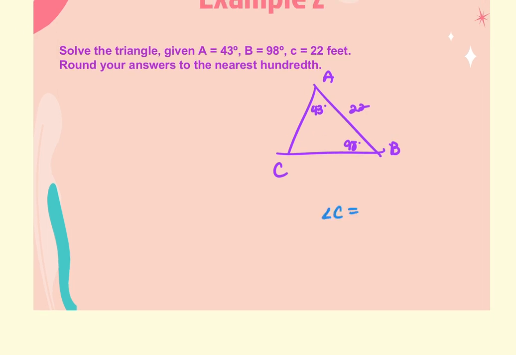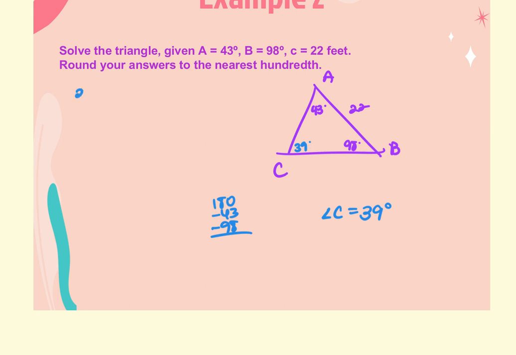Good. So I could do 180 minus 43 minus 98. And I get angle C is 39 degrees. Now I have my complete ratio. So this time I'm going to use the C's.